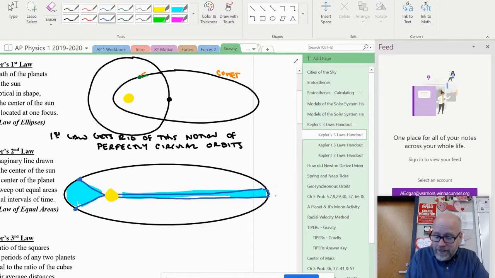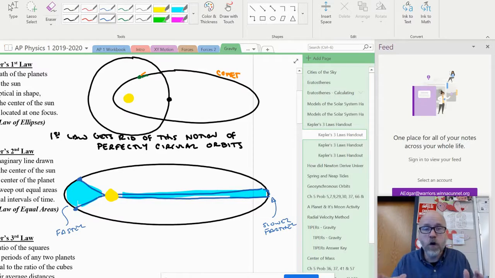What that indicates is that it is clearly moving slower when it is farther from the sun, and it would move faster the closer it is to the sun. Now, this is true of comets, but it's also true of the planets. Now, the ellipse that I drew here is pretty dramatic compared to a planet's orbit, which is mostly circular. But there it is.